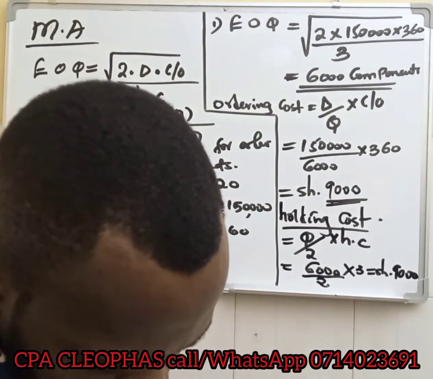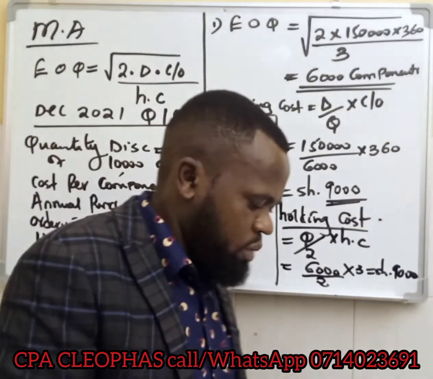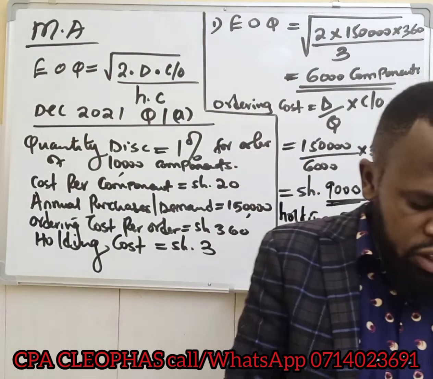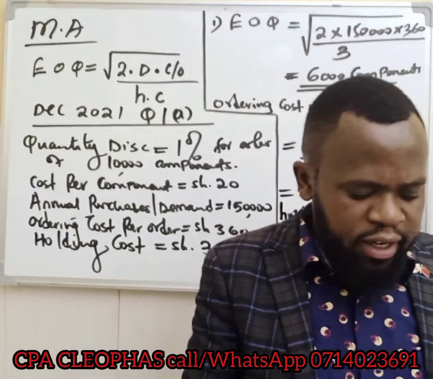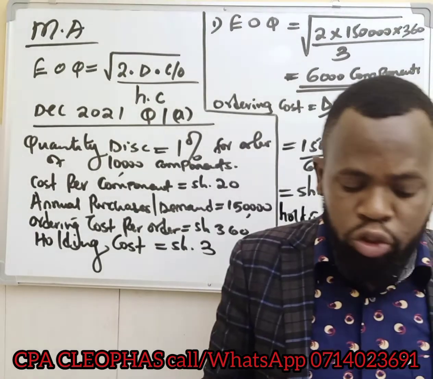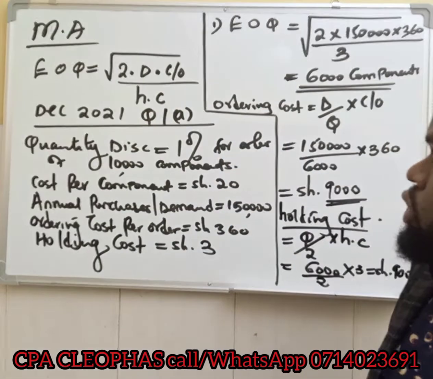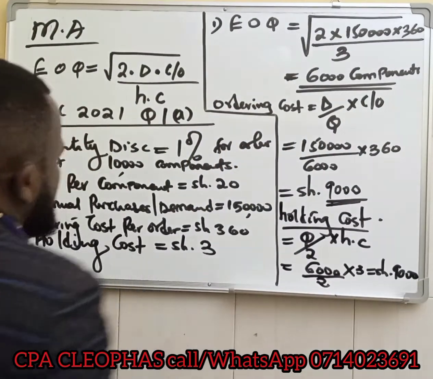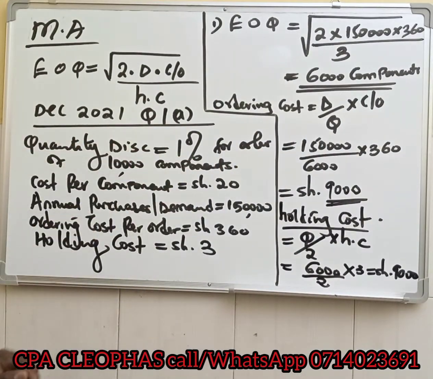You have the 4 marks for Roman 2. We are remaining with the other 4 marks for Roman 3, which says advise the management of Blade Limited on whether the discount should be accepted. So we want to know whether these discounts are going to be accepted. The discount is 1%, and at this 1% we must order 10,000.